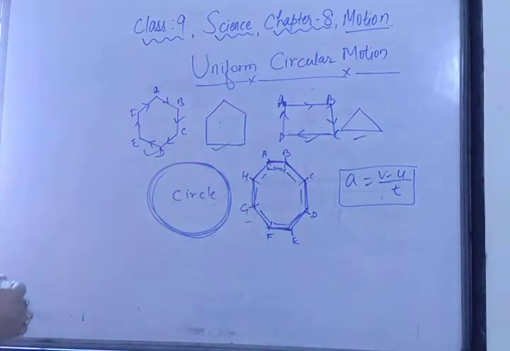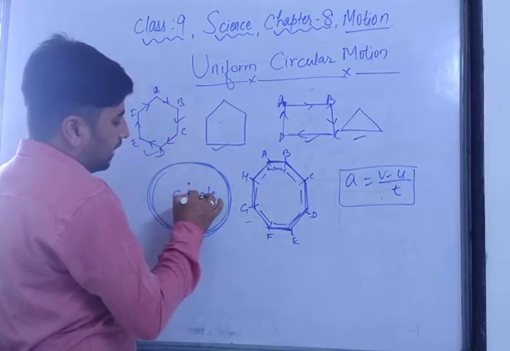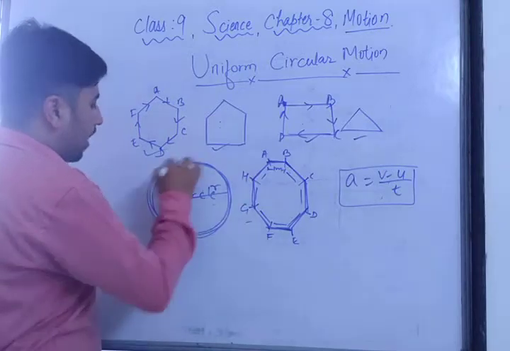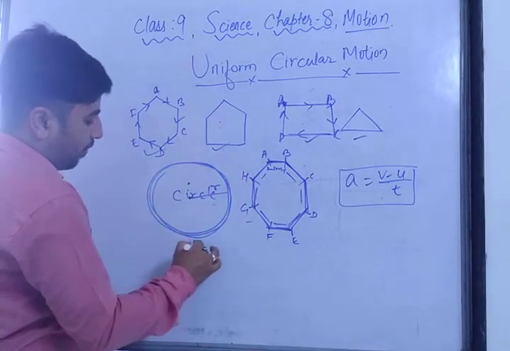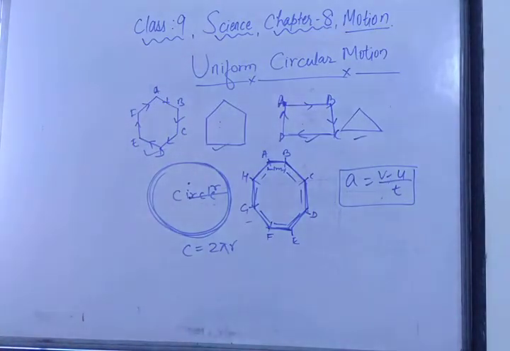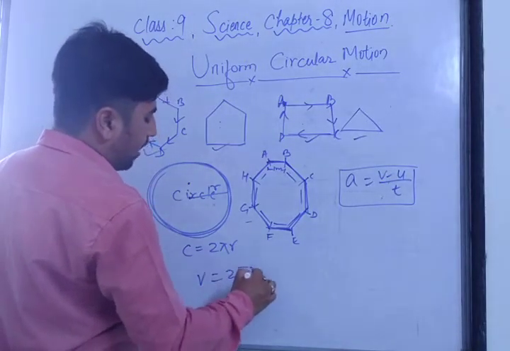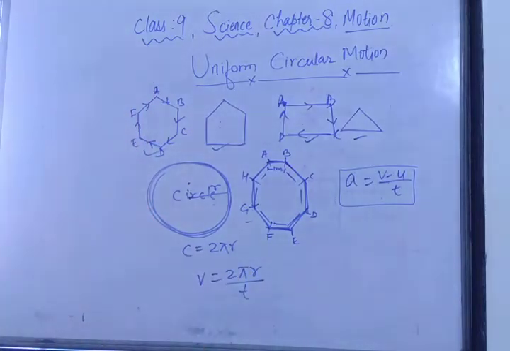Now if I ask you what will be the speed here, you can understand about the circle: the center, the radius, and the whole circumference is 2 pi r. All of us know from maths that circumference C is equal to 2 pi r. So how much time has been taken to cover this whole distance? So v is equal to 2 pi r upon time taken, right? Can we write v is equal to 2 pi r by t? We know the circumference of the circle is 2 pi r, and if the athlete has completed one round in t seconds, then v is equal to 2 pi r by t.